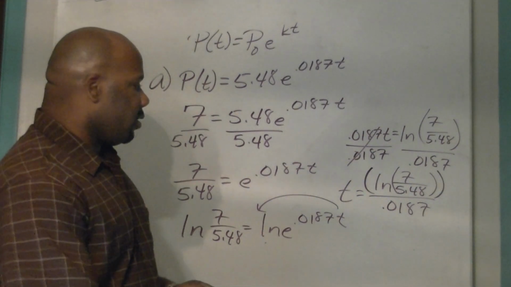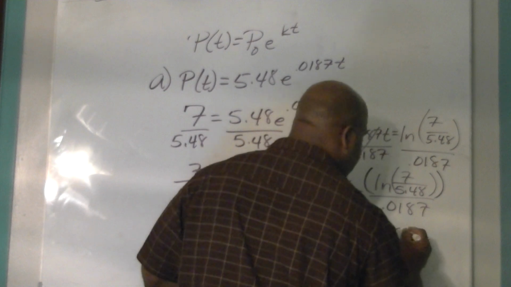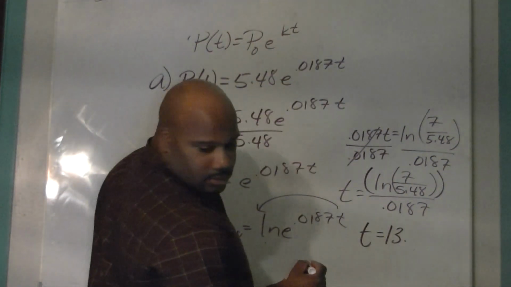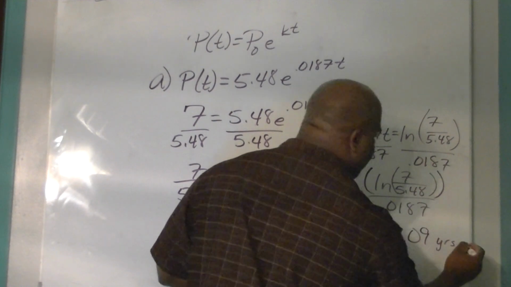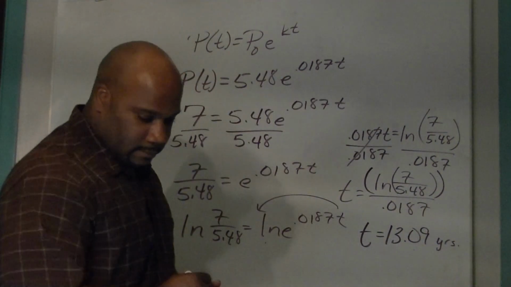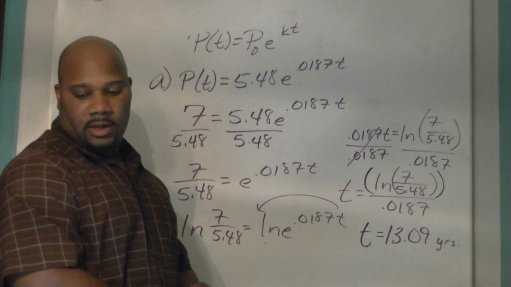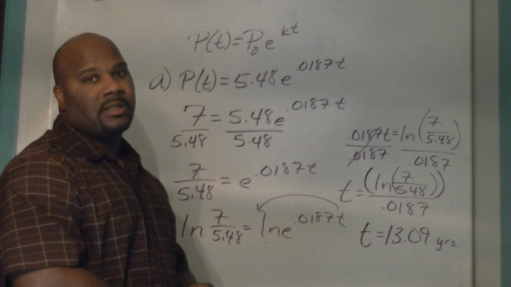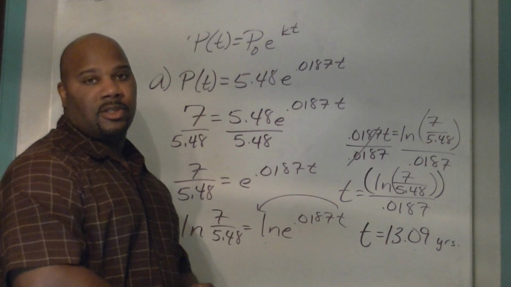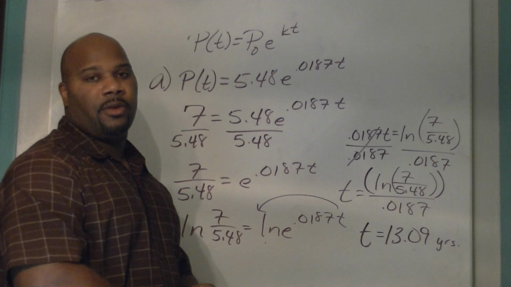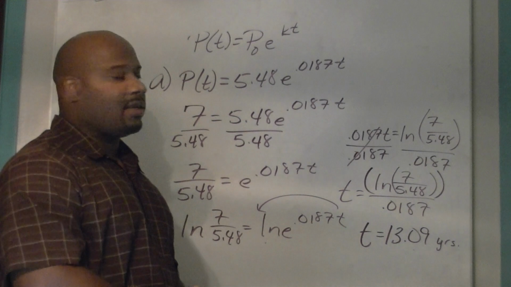And then when you get done, you should get time. T is equal to 13.09. And this is going to be years. So 13 years is approximately what it's going to take for it to reach 7 million. And we knew it had to be more than 6 years, so that makes sense. So that means if we start in 2012, during 2025 we'll reach 7 million people if it continues on course like it is.